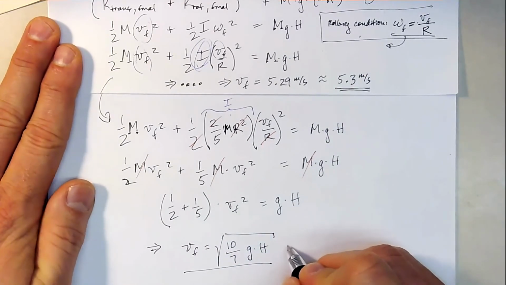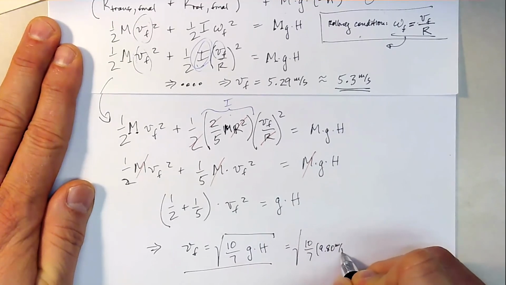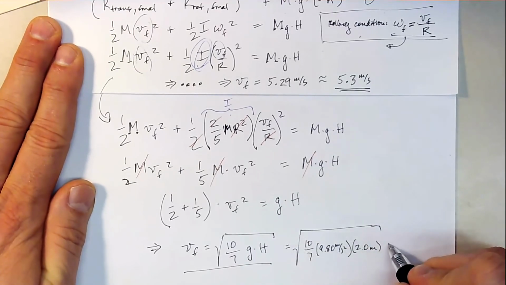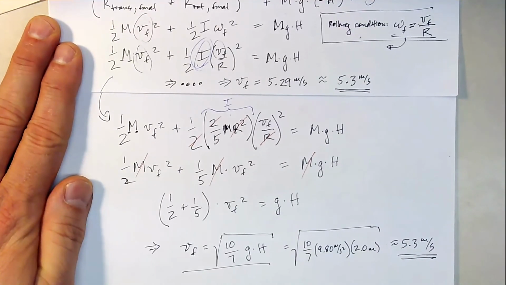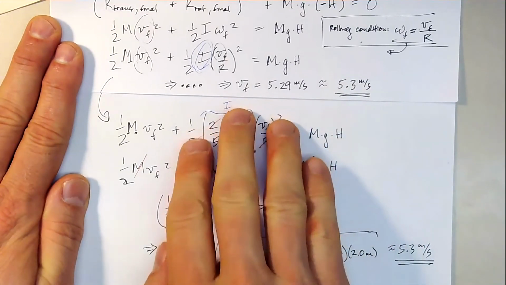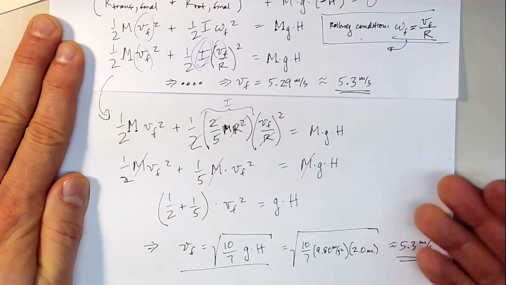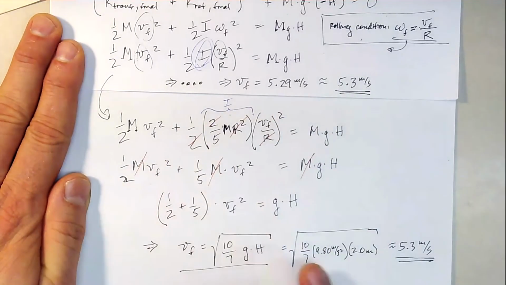And I can go ahead and plug in what that is. Take the square root, and that turns out to be about 5.3 meters per second. That's the final answer. So, you don't have to do this algebraic shortcut, right? But it is kind of nice. So I wanted to show you that for some of these rolling body problems, it's an option.